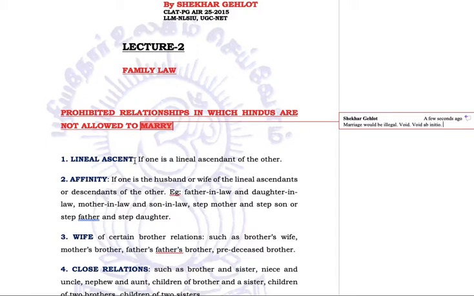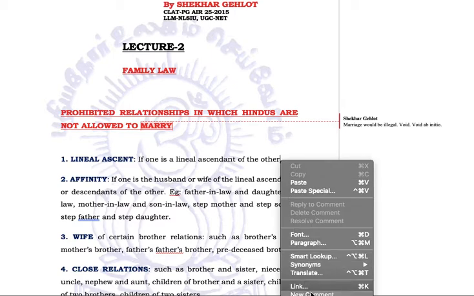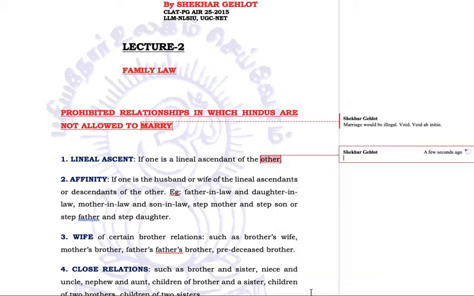Lineal ascent: if one is lineal ascendant to the other, that means in the straight line, you are ascending in a straight line. Like mother and son, they cannot marry. Father and daughter cannot marry, and so on. Grandfather and granddaughter, grandmother and grandson, they cannot marry. This is a prohibited relationship.